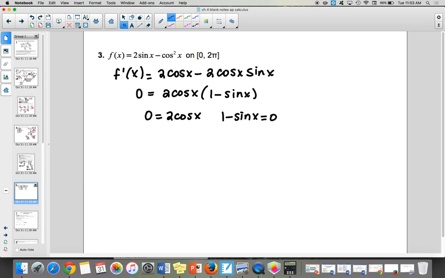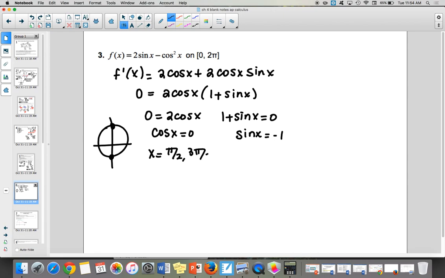Wait, wouldn't it be 2 cosine x plus 2 sine? Oh, it would be a plus, darn. You got me. I was right. I wonder why you guys were looking at me funny. All right, so we end up getting sine of x equals -1, and I get cosine of x equals 0. So cosine is equal to 0 at pi over 2 and 3 pi over 2. Those are the only locations on 0 to 2 pi, right? And then sine of x is equal to -1 at 3 pi over 2, so we already had that anyway.